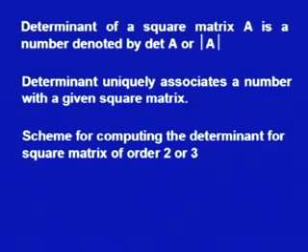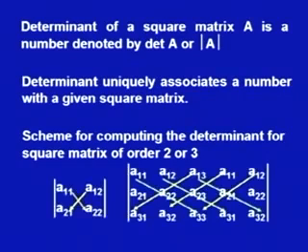We have discussed some schemes for computing determinants of square matrices of order 2 or 3. If I have a second order matrix, then its determinant is computed as A11 A22 minus A12 A21, while for a third order determinant it is calculated as the sum of the products A11 A22 A33, A12 A23 A31, A13 A21 A32. Then we calculate the sum of terms A13 A22 A31, A11 A23 A32, A12 A21 A33 and take the difference.